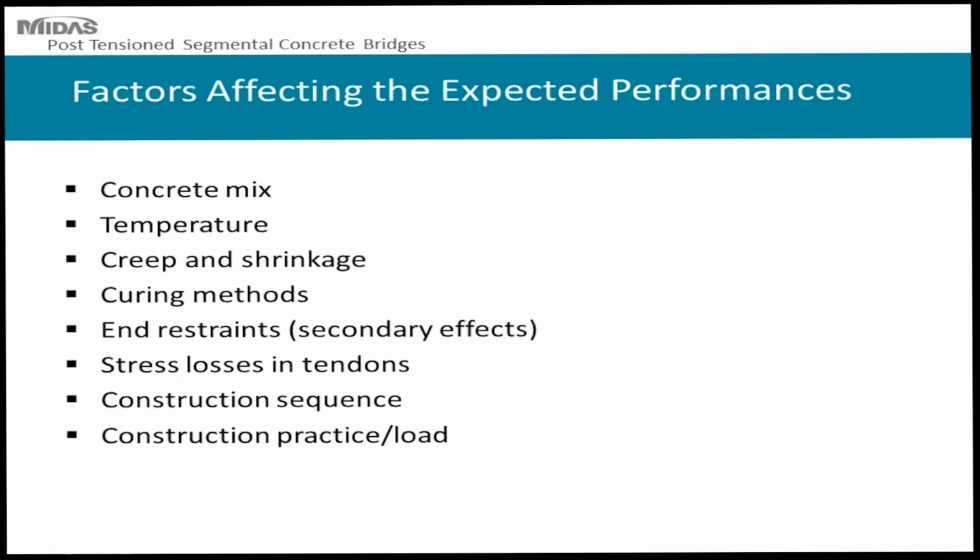Some of the factors that can affect the expected performance of post-tension concrete bridges: concrete mix, temperature, creep, shrinkage, the curing methods, restraints or any secondary effects, the tendon losses, construction sequence and process, and erection loading. Based on my experience, these factors all need to be considered throughout the entire design process, and they are all interrelated to each other and will affect the required number of strands and tendons, tendon profile, construction method, and cost.